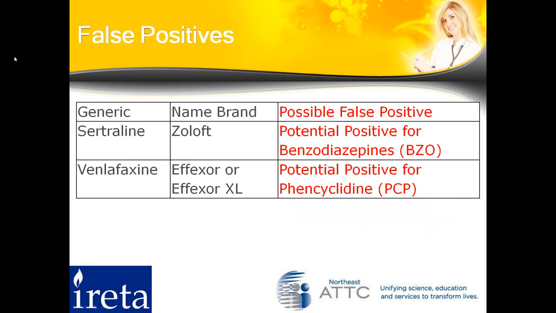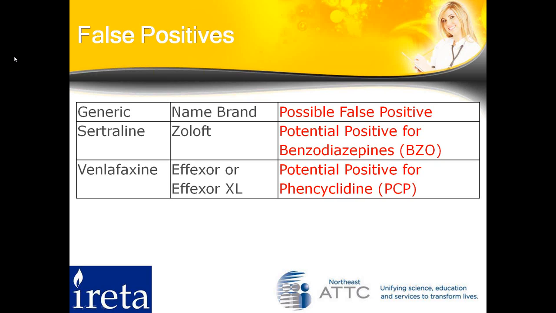This is a frequent one that comes up with patients and clients in drug and alcohol treatment, is these two medications for mental health disorders, Zoloft, generic name sertraline, and Effexor or the Effexor XL, generic name venlafaxine. The Effexor can give a false positive for PCP, and the benzodiazepine false positive can be given for Zoloft.